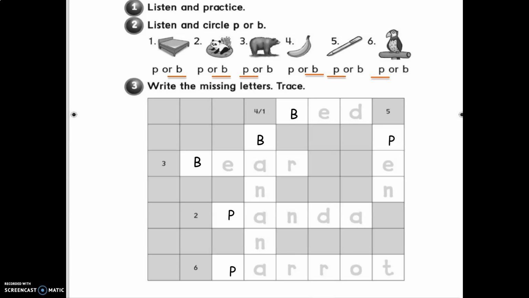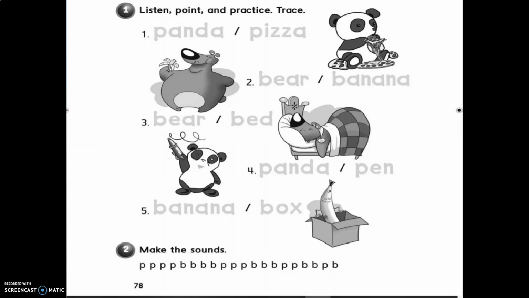Now do 2. Listen and circle P or B. Okay, girls, now listen, point, and practice. Let's do goal 16. I can say 2 words that begin with P and 2 words that begin with B. Listen, point, and practice. Panda, pizza.